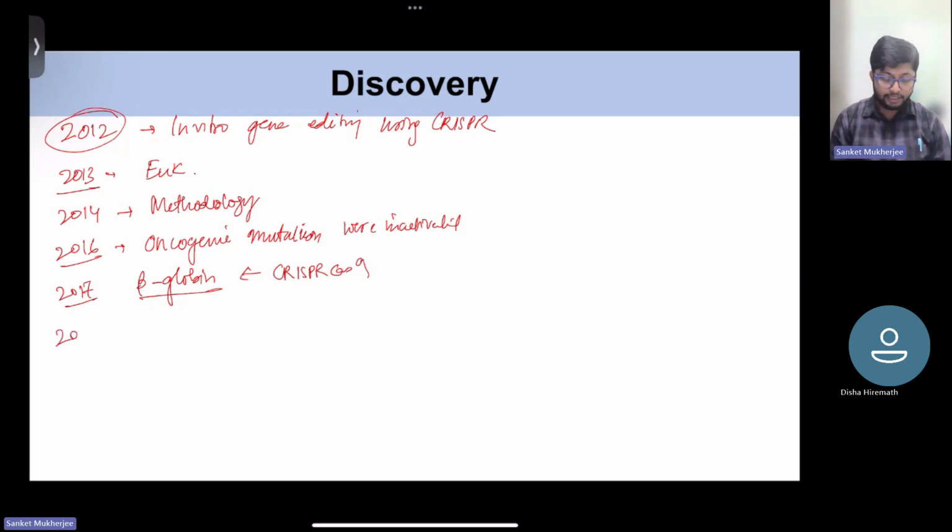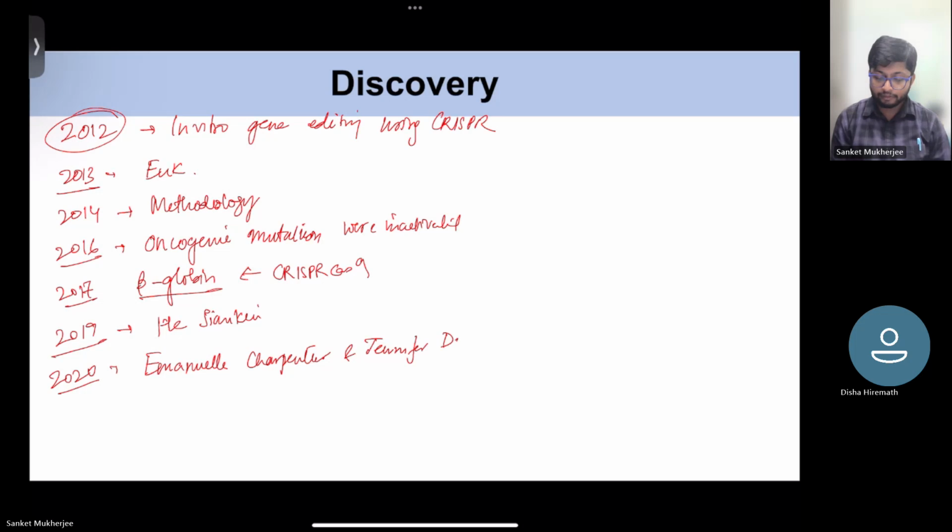In 2019, He Jiankui was arrested for violating medical regulations for interfering with the human genome, because he used CRISPR for this. In 2020, pretty recently, Emmanuel Charpentier and Jennifer Doudna, two female scientists, were awarded the Nobel Prize for discovering a novel method for genome editing.